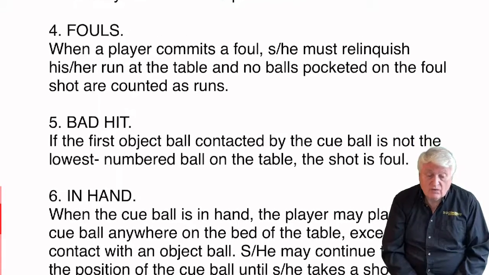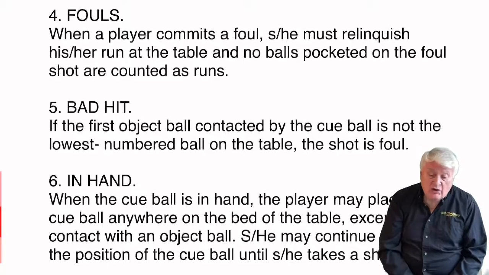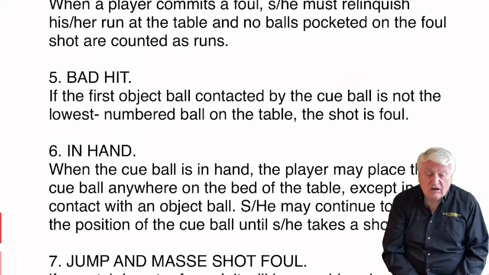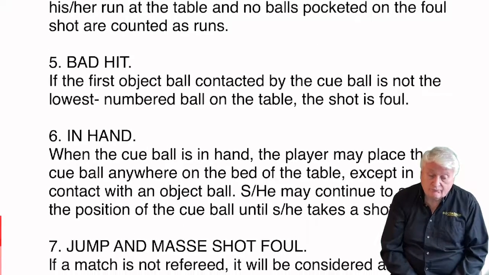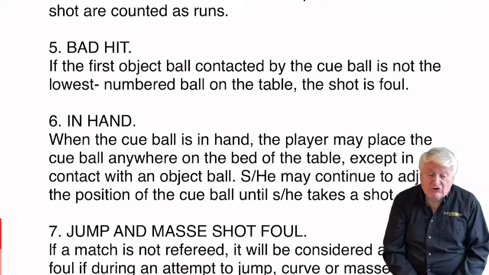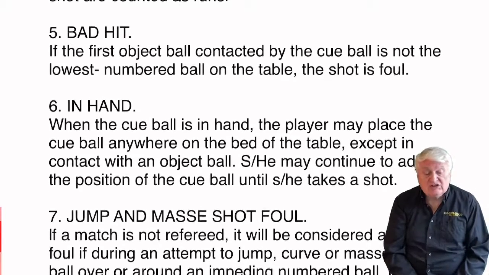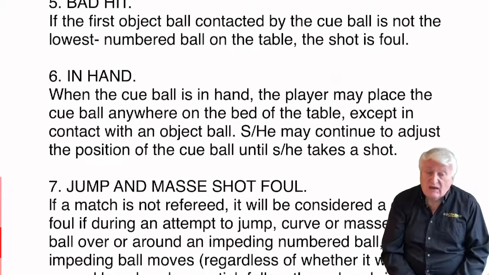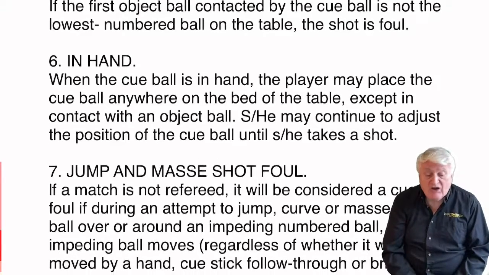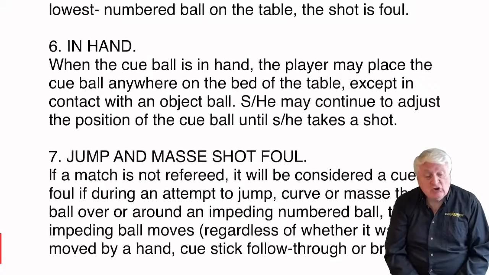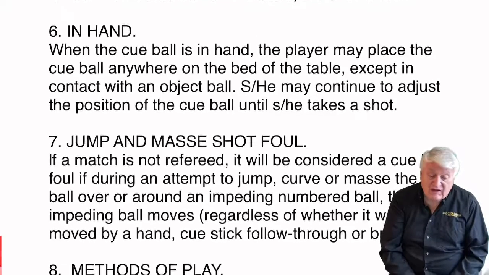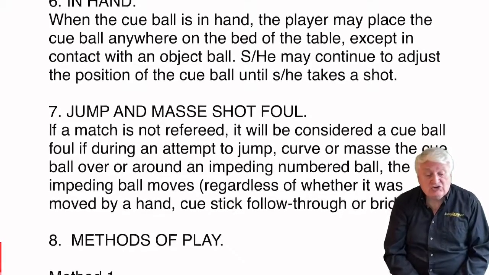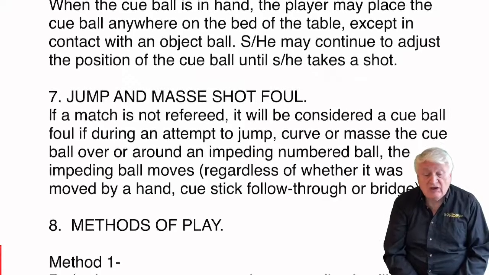Fouls. When a player commits a foul, she or he must relinquish his or her run at the table, and no balls pocketed on the foul shot are counted as runs. Bad hit. If the first object ball contacted by the cue ball is not the lowest numbered ball on the table, the shot is a foul. In hand. When the cue ball is in hand, the player may place the cue ball anywhere on the bed of the table except in contact with the object ball. She or he may continue to adjust the position of the cue ball until she or he takes a shot.